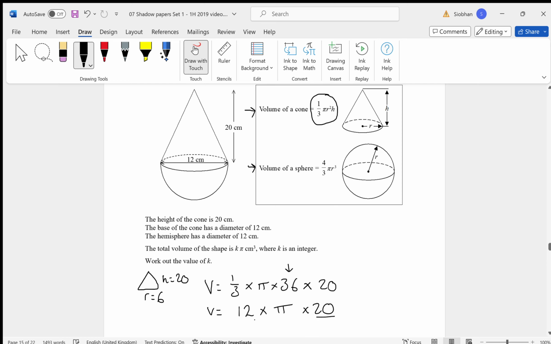Now what we can do is to times the numbers together and put that first. So 12 times 20, well, we can do 2 times 12 is 24, times that by 10, so 240 pi. Now you definitely have a lot more space, but I want to keep all this on here. So I'm going to just do some workings up here, but if I was to do it in my exam, I would do the next part underneath.